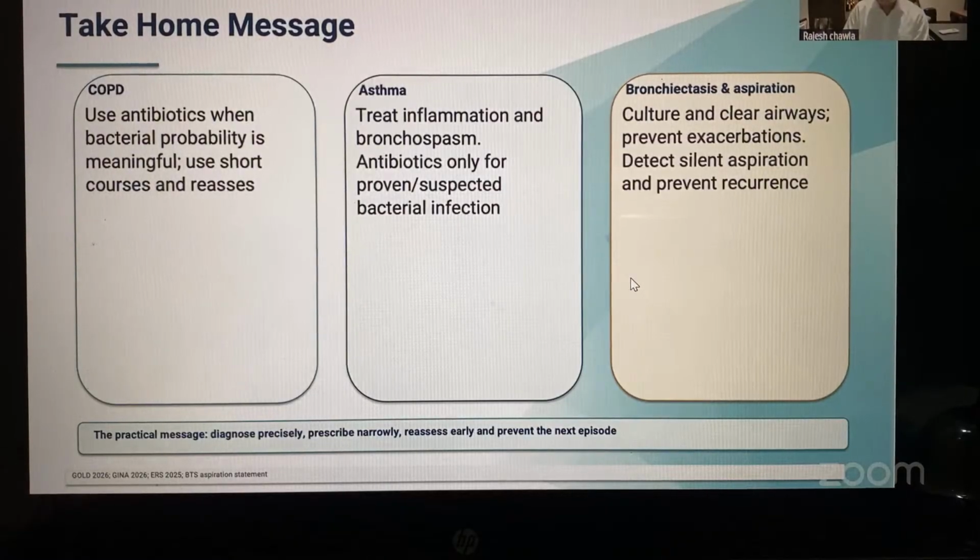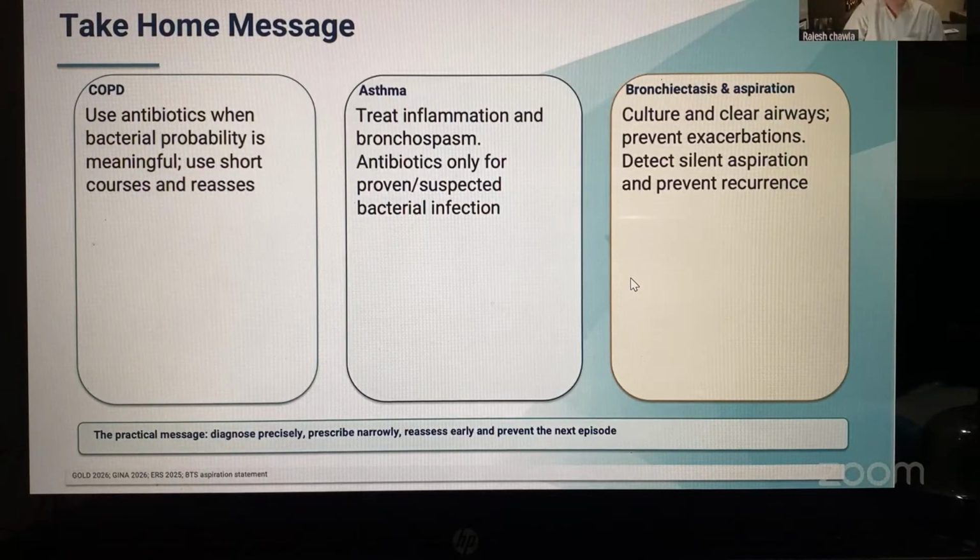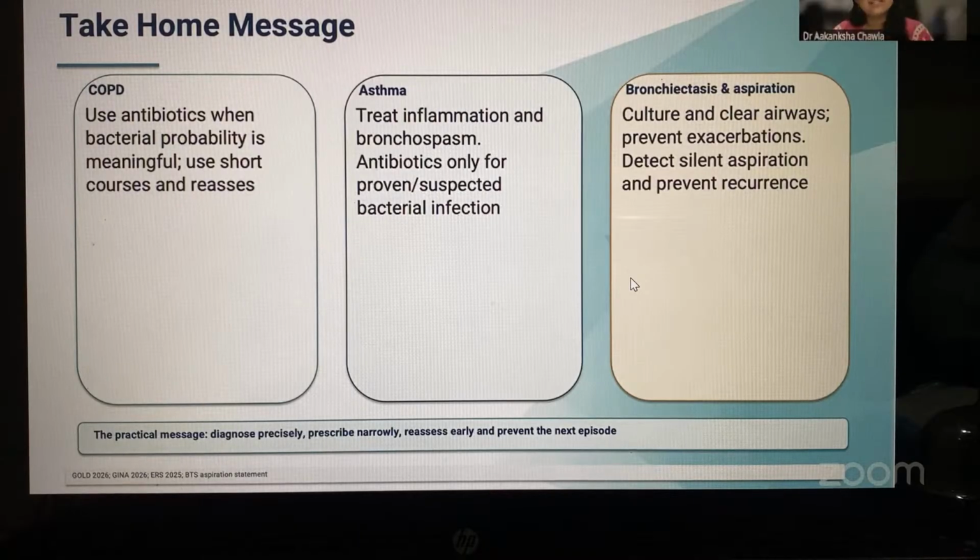For an asthma patient, you treat the inflammation and bronchospasm. Always remember, antibiotics only when there is a proven bacterial infection. For bronchiectasis and aspiration, you culture and you clear the airways to prevent exacerbations. And for aspiration, remember the difference between chemical pneumonitis and aspiration pneumonia, and keep your aspiration prevention bundles intact and teach that to your staff as well.